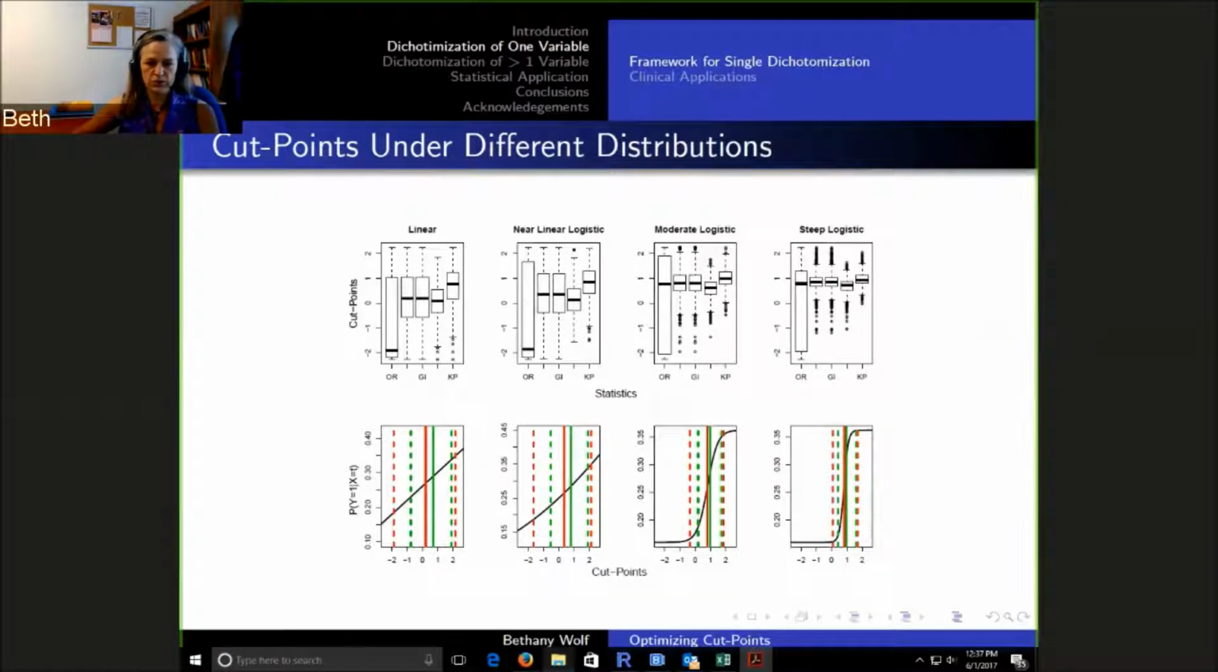The good thing, so we're going from the linear to the near linear to the moderately steep logistic to the steep logistic, and you see that the box plots are suggesting that the cut points being selected, the variability around that is getting tighter and tighter. Okay, that's good. That suggests that you can potentially make some distinction between the methods.